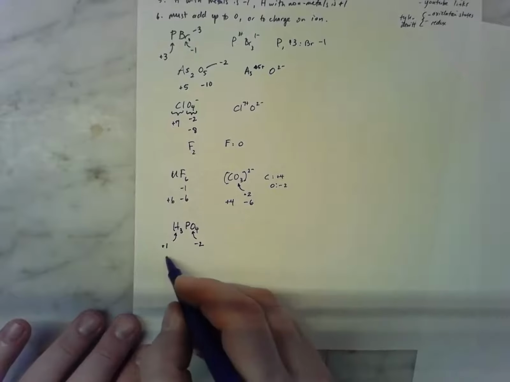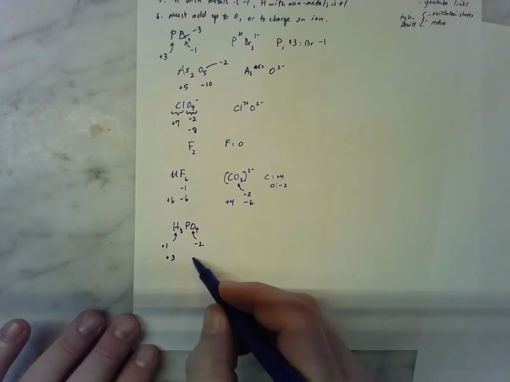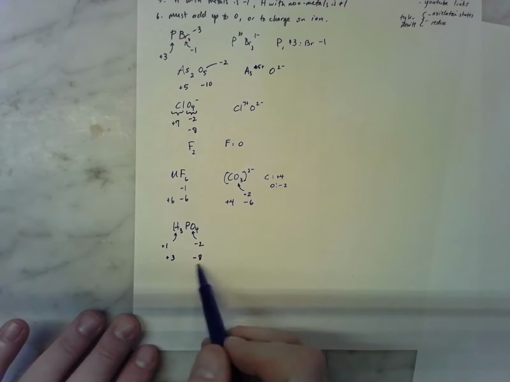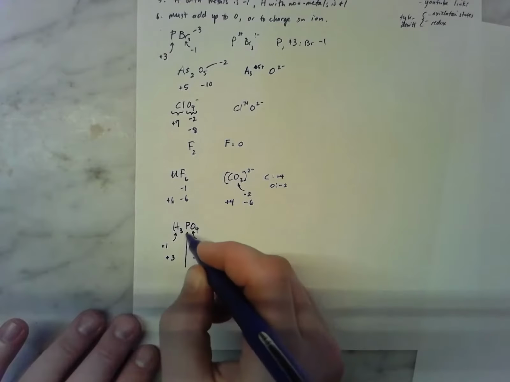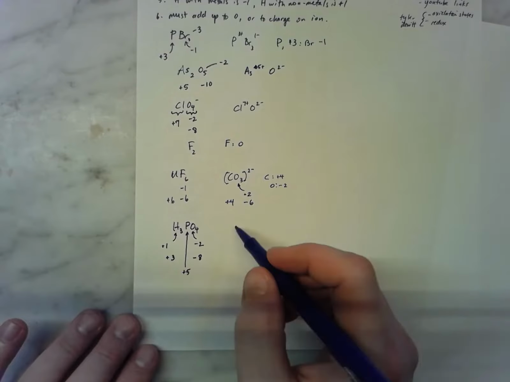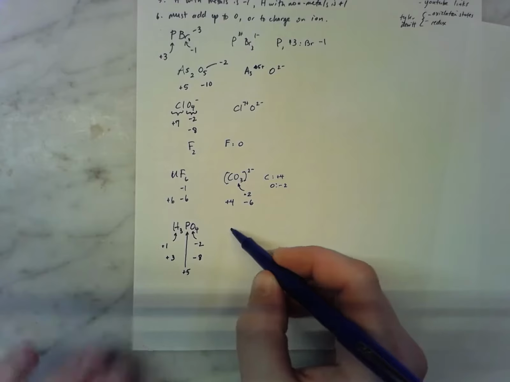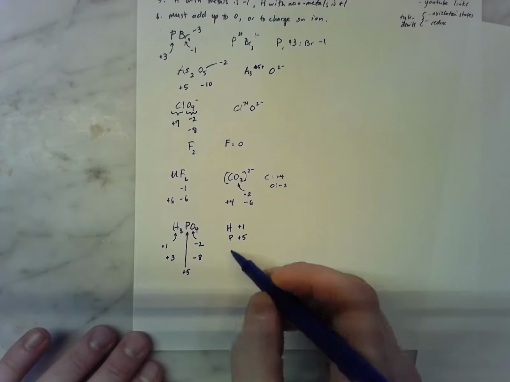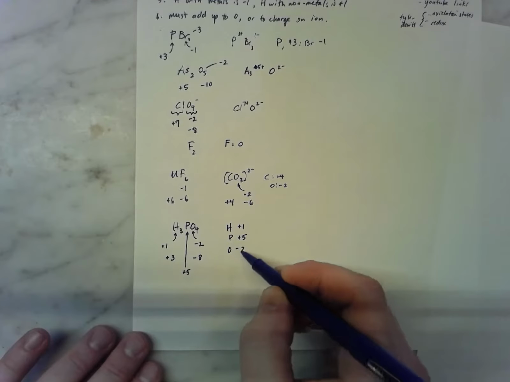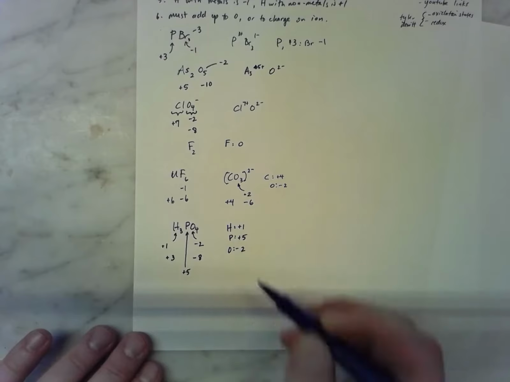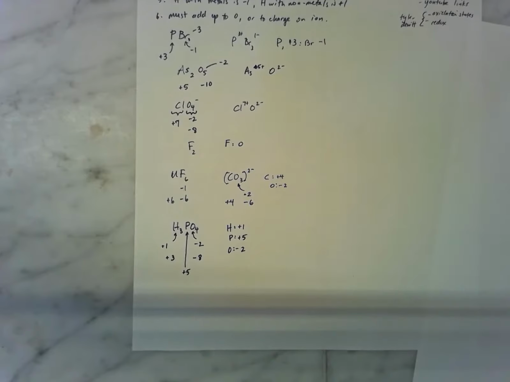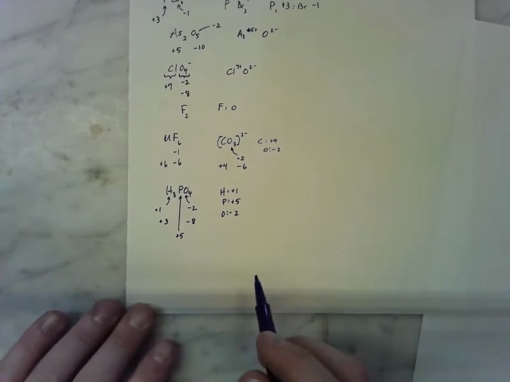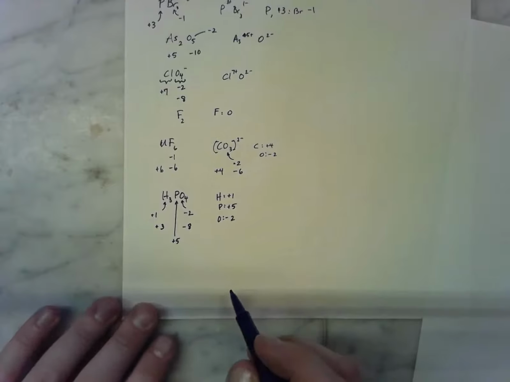Okay, so what does that mean? We've got a +3 from the hydrogens. We got a -8, -2 times 4. And what does that leave? This is a -5, so P has got to be +5. So we would want to say that hydrogen is a +1, phosphorus is a +5, and oxygen is a -2. Okay? I hope these are getting a little easier to understand, what the rationale behind them is, and what order you apply those rules in.